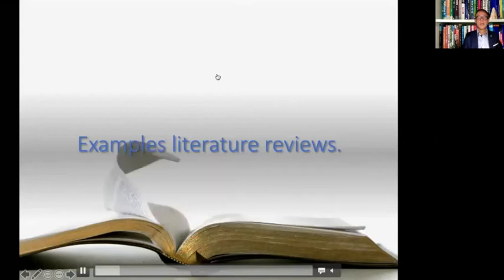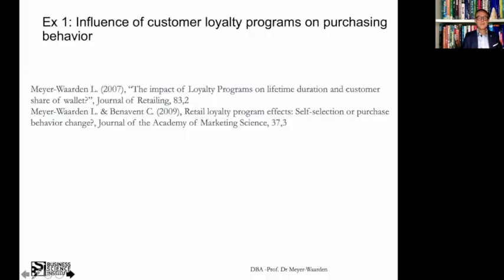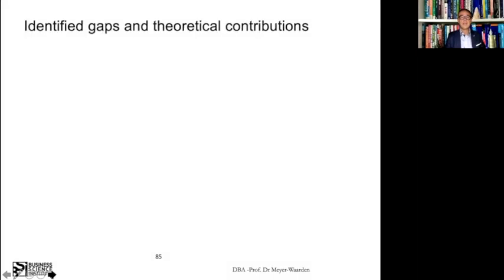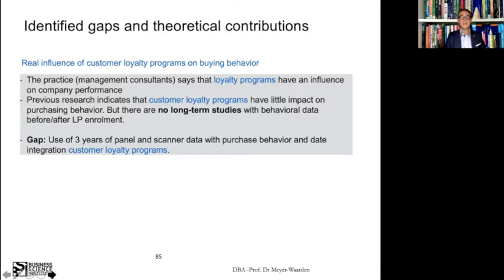So let's see some examples of literature reviews. The first example is about the impact of loyalty programs on purchase behavior, published in the Journal of the Academy of Marketing Science. You have the references just here below, which were the identified gaps and theoretical contributions we found after having done our literature review and after having identified research gaps or research limits. We wanted to study the real influence of customer loyalty programs on customer buying behaviors.